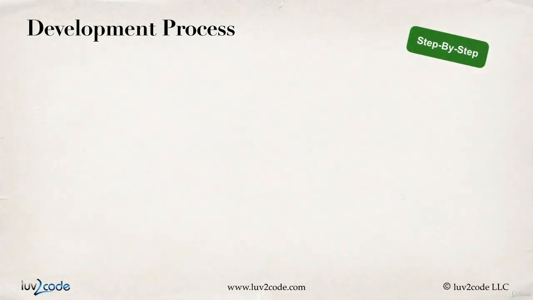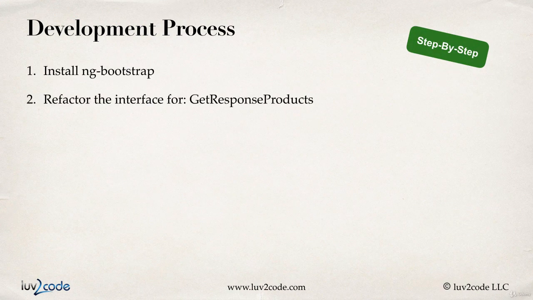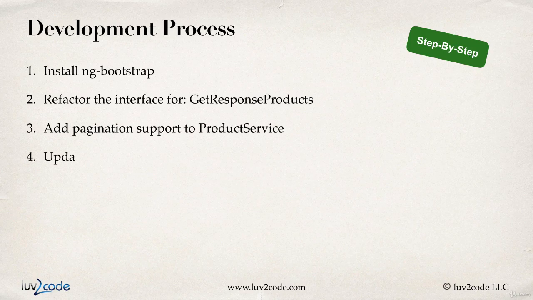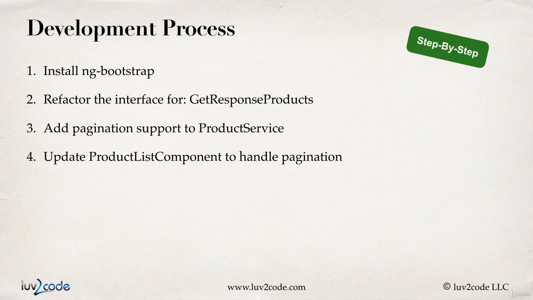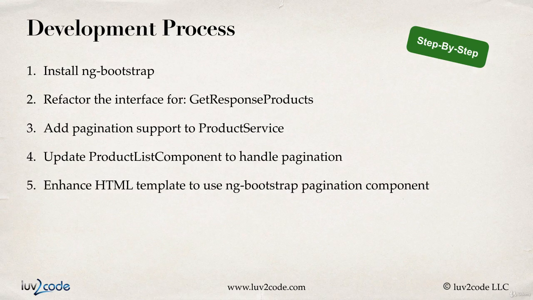So here's our development process. The first thing is installing ng Bootstrap. Then we'll refactor the interface for GetResponse products. We'll add pagination support to the product service. We'll update our product list to handle pagination. And then finally, we'll enhance our HTML template to use the ng Bootstrap pagination component.